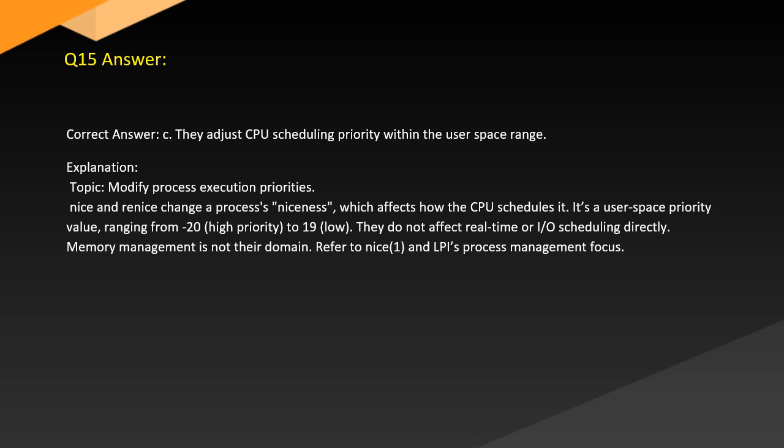Answer. Correct answer. C. Adjust CPU scheduling priority within the user space range. Explanation. Topic. Modify process execution priorities. nice and renice change a process's niceness, which affects how the CPU schedules it, with a user space priority value ranging from -20 high priority to 19 low. They do not affect real-time or I/O scheduling directly. Memory management is not their domain. This matches LPI's process management focus.